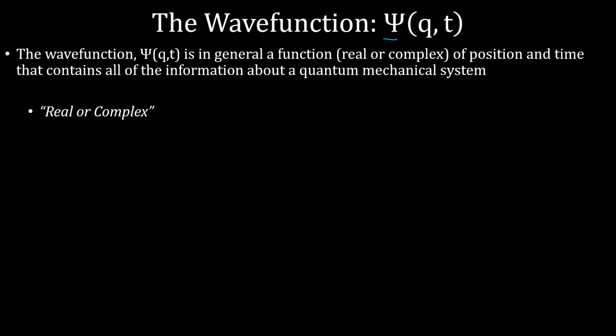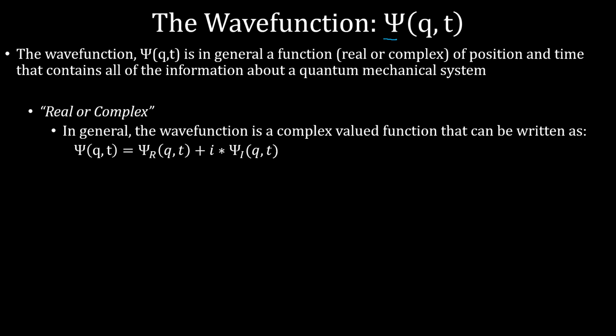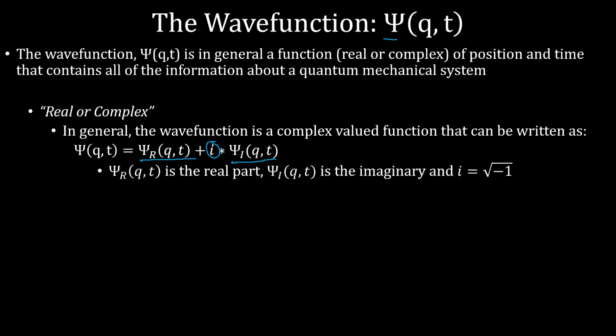This is our first postulate, but there's a lot of words here, so let's go through what each of them means. So first off, when we say real or complex, this means that in general the wave function is complex valued, meaning we have both a real part, which I'm calling psi r, and then an imaginary part I'm writing as psi I. And notice we have our imaginary unit i here, where i is the square root of -1.